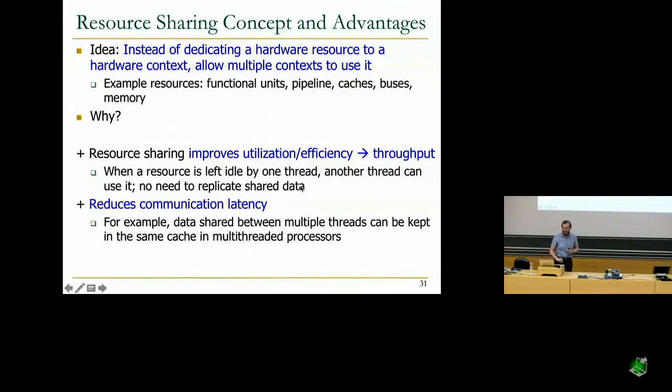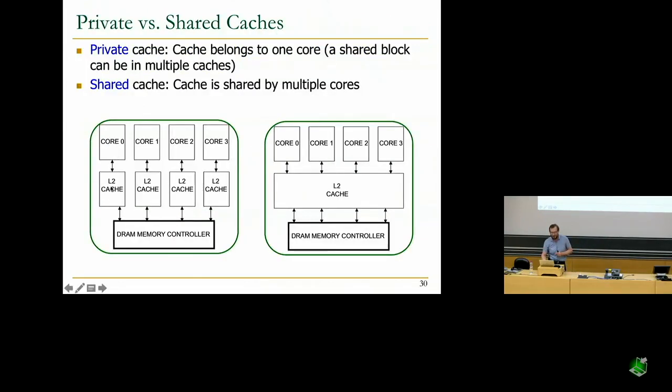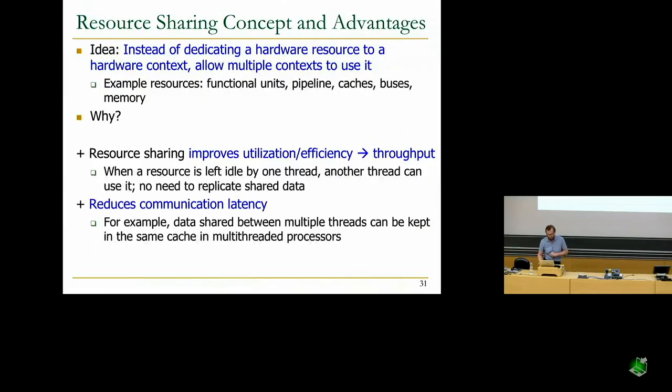This reduces communication latency. For example, data shared between multiple threads can be kept in the same cache in multi-threaded processors, just like what I discussed. You have the data, block A, that's shared by multiple threads. It stays in the same cache. If one of them writes to it, everybody sees that update because there's only one copy. Whereas if you go back to this example over here, if this core writes to block A, and if this core has already cached block A, you have a problem. Which copy is correct? This is the cache coherence problem, which I'm going to demonstrate even more pictorially, but we're not going to talk about it.